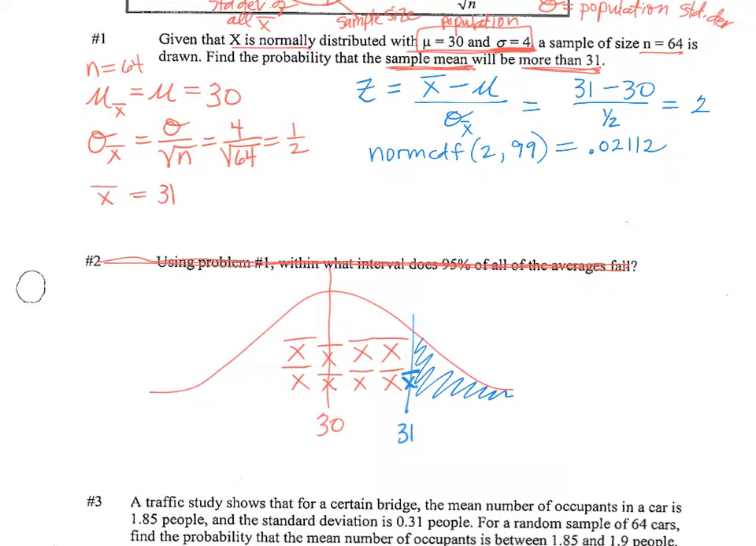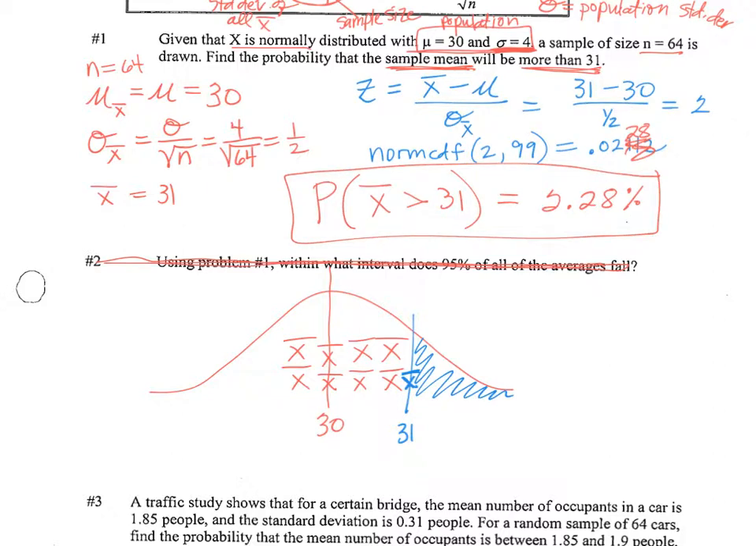And then, remember how to write our answers? The probability of getting an X bar greater than 31 is 2. Oops, I think I messed up in there. It's 2.28. I'm getting different problems mixed up. Sorry. 2.28%. When I do all these different problems, I get those mixed up. Okay. Very good job.